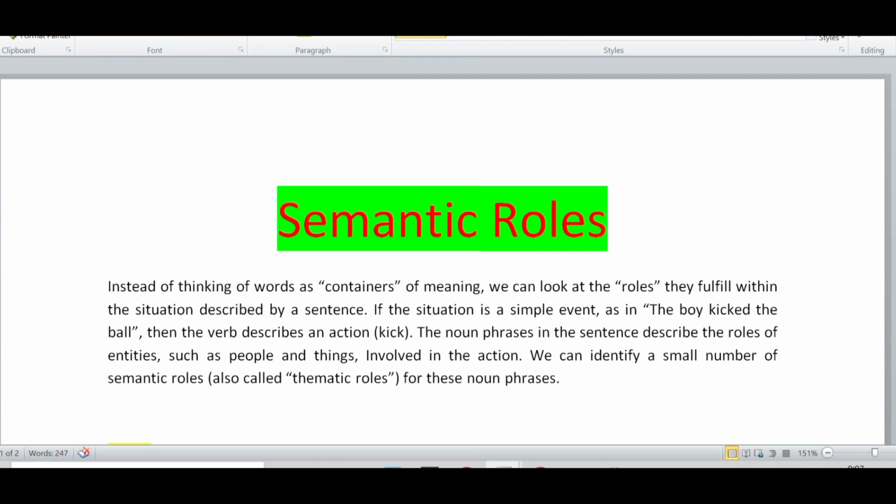Today I am here with a new topic that is semantic roles. So we will discuss a very interesting topic today. You have to watch the video till the end. It would be very interesting.